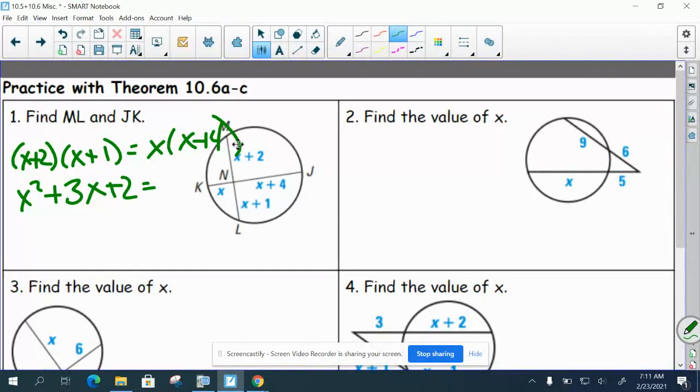And then here we'll just distribute. So this would be x squared plus 4x. And thank goodness the x squares cancel. And if I subtract 3x from the 4x, I just get that 2 equals x.